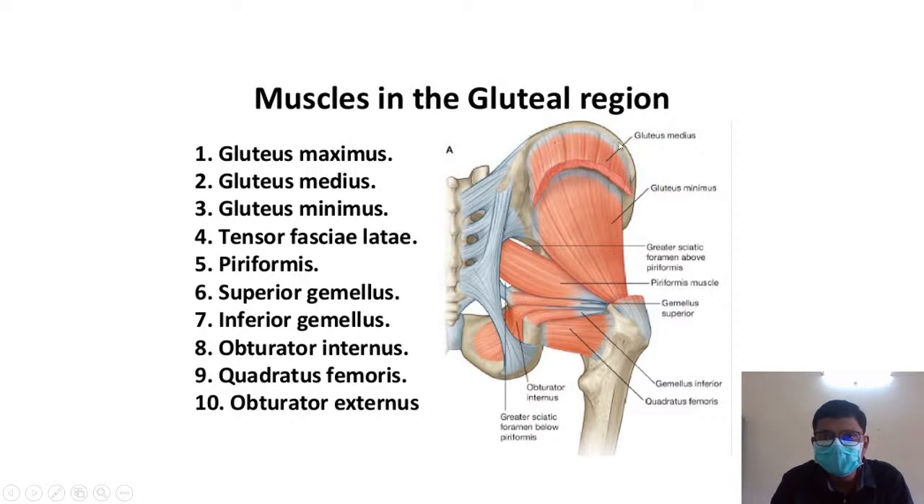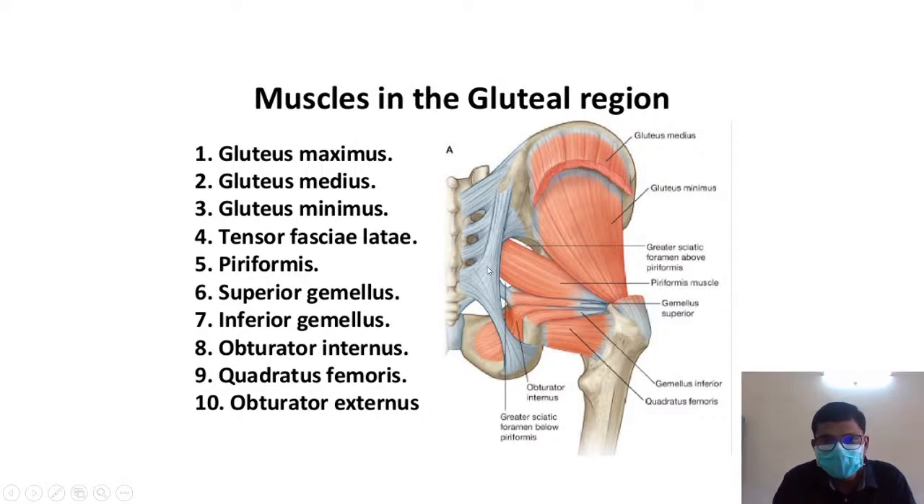You can see the gluteus medius taking its origin from the iliac crest region, and underneath it you can see the gluteus minimus. On the lateral side, although it is not in this picture, there is one muscle called the tensor fascia lata. You'll see it in the next diagram. And also the piriformis muscle. This is the piriformis muscle.